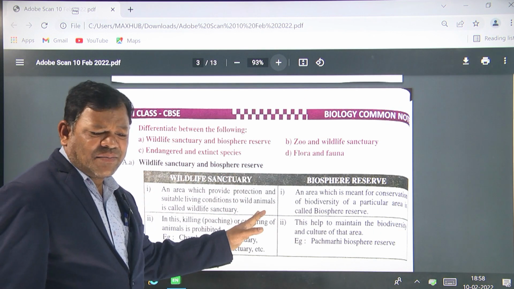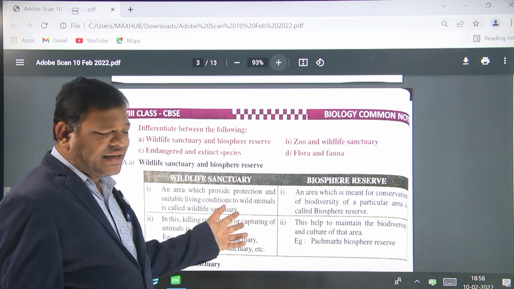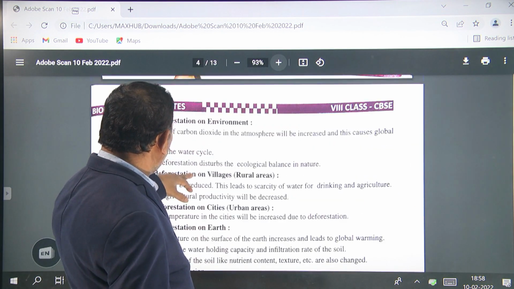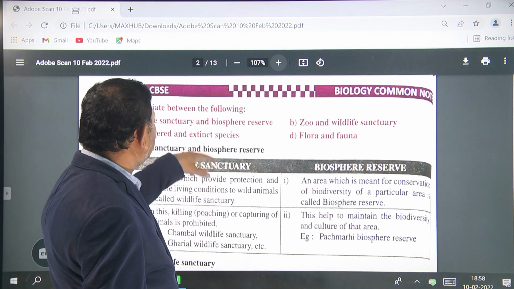Here some of the questions and answers are given. These questions and answers we can study later, but the bits are there. Once we will go to that, just wait.